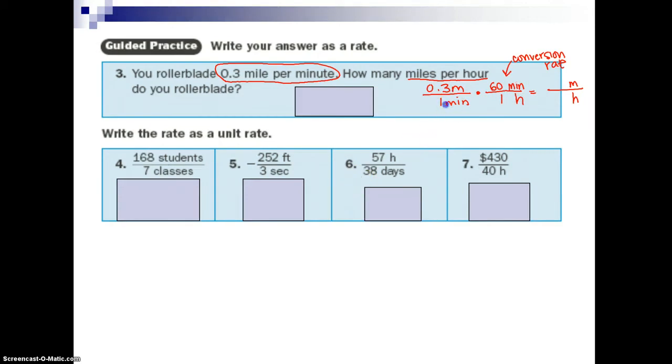We can cross off the minutes because there's 1 in the numerator, 1 in the denominator. Take 3/10 times 60 and you get 18 miles per hour.